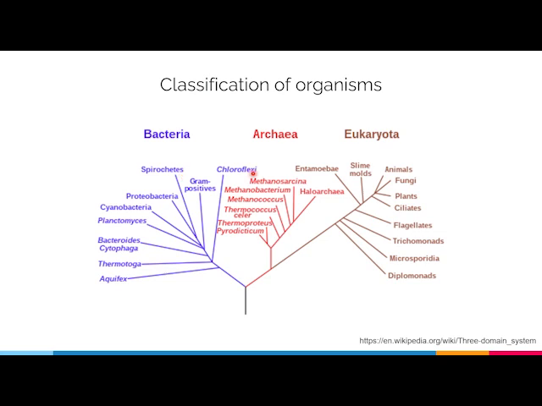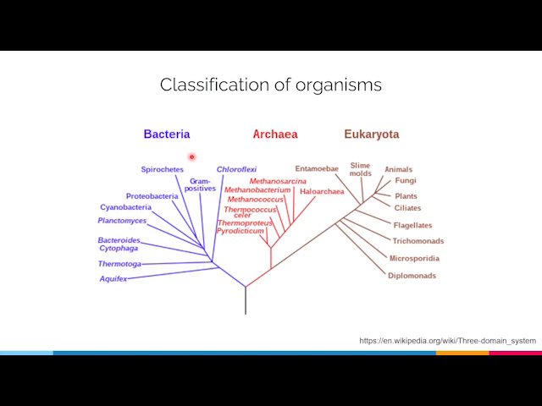And when this classification was first made, archaea was actually called archaebacteria, and bacteria was known as eubacteria, or true bacteria. But later on, those got removed, and we only have bacteria and archaea. So essentially, eubacteria and bacteria are the same thing, whereas archaea and archaebacteria are the same. And finally, both bacteria and archaea can live in extreme conditions.